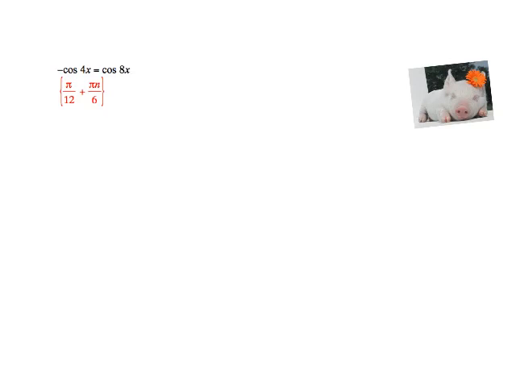For the last four, we have switched over to lovely little piglets to bring us joy before we go into the world of solving this.